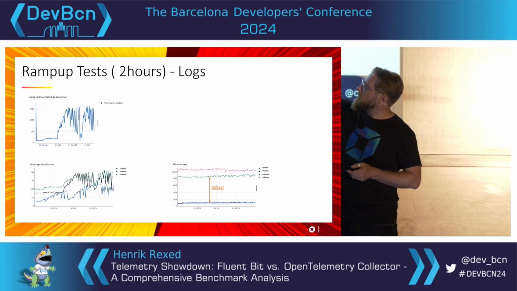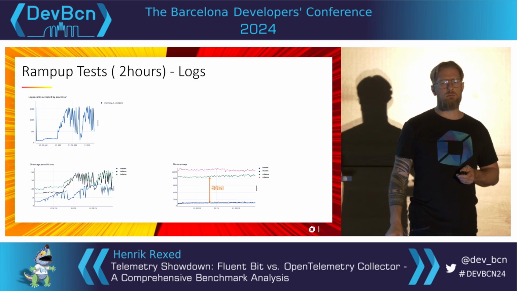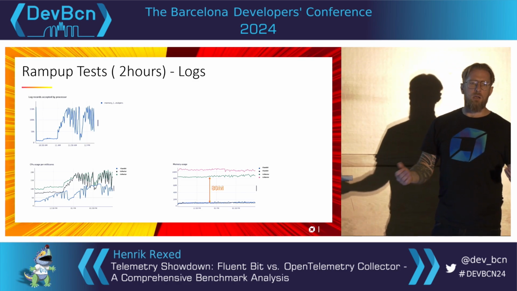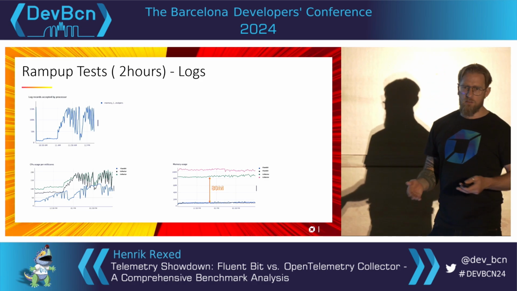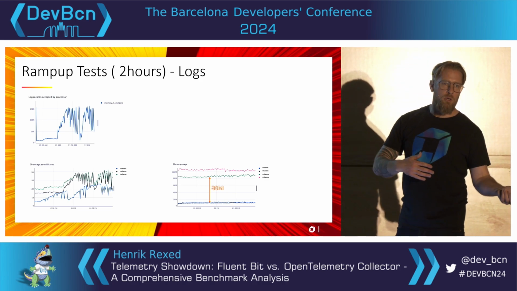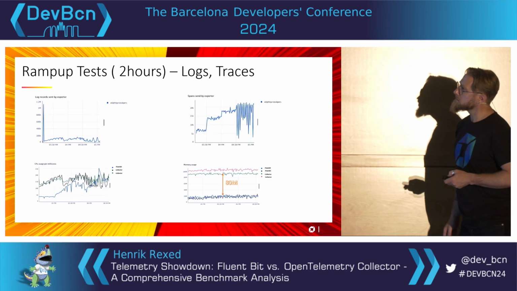And then on the right side, you have the memory. So Fluent Bit is about 15 megs consumption, and the collector was around 90 to 100 megs. So already just by looking at this, you say, okay, the collector consumes more memory. Again, it's a Go binary, and the other one is C, so you may expect that.